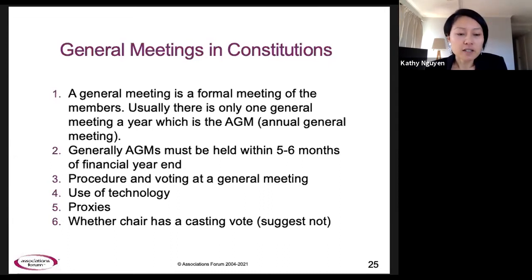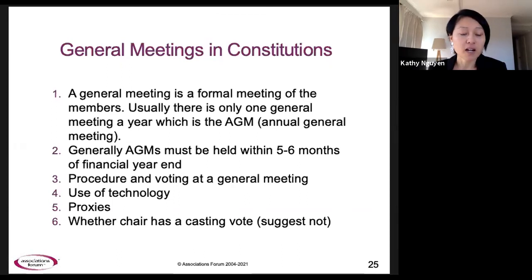Sometimes we see associations confuse a general meeting with just a regular member forum or a member gathering of some sort. So a general meeting is a formal meeting. It's a legal meeting of the membership. And really, there should only be one general meeting, the AGM. And sometimes you might have to hold a special general meeting if, for example, you want to get constitutional changes approved in between AGMs.